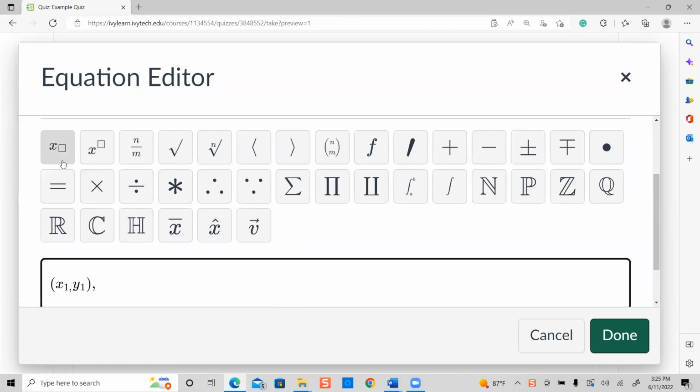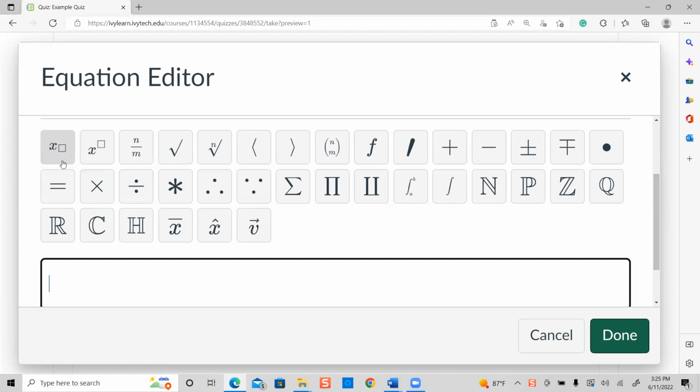And I could put a comma here and put another ordered pair and say, oh, I got X subscript 2 because it's ordered pair 2. Make sure and come out of that. And I'm going to say Y subscript 2. Okay, there you go. I use my subscript to tell which parentheses is first and which parentheses is second. I'm representing it.